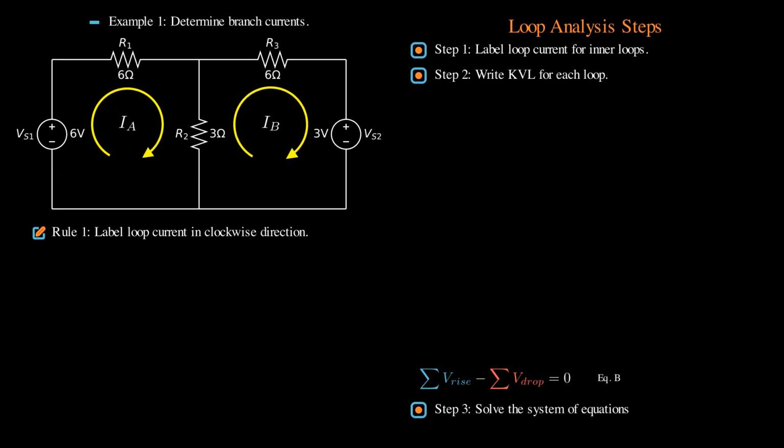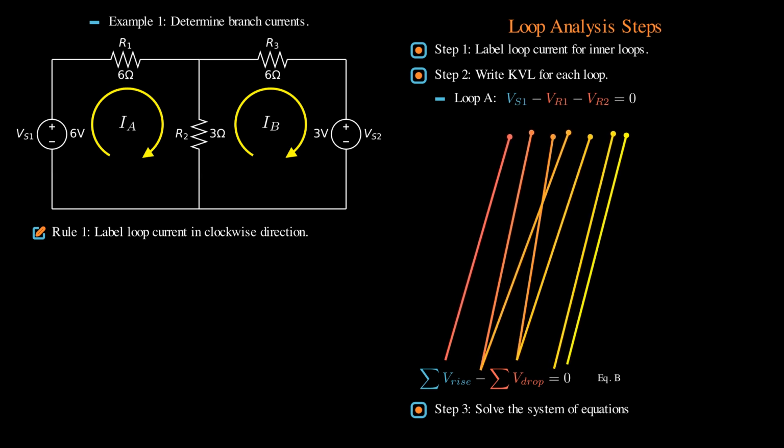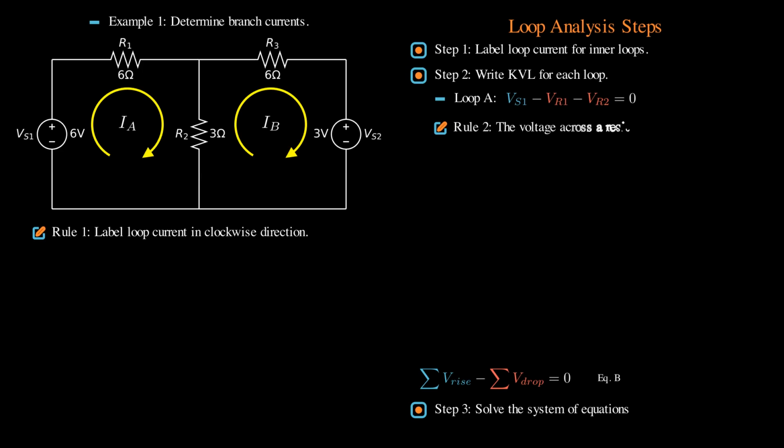There are 2 loops. We will write KVL for them one by one. For loop A, we will have VS1 minus VR1 minus VR2 equals 0. Note that we used KVL equation B. In words, voltage rise minus voltage drop equals 0. Rule number 2. The voltage across a resistor along the loop current direction is always drop.